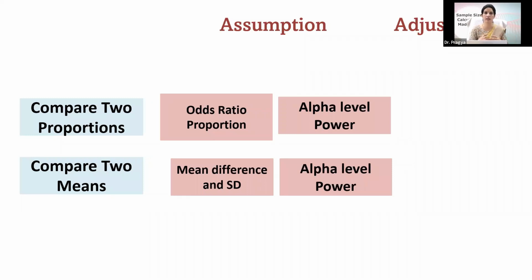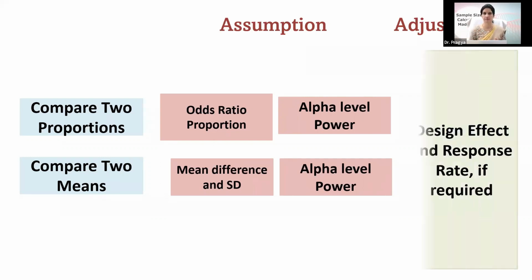If you are talking about the mean, then you have to see the input as whether the mean difference between the two levels is there or not, or the standard deviation. That should be the minimum input, and again the alpha and power that you fix, whether you want to keep it at 5%, 3%, 1%, or power, the minimum you start with is 80%, you can increase it to 90, 95, etc. And design effect and response rate, if required, then you can adjust it. If not, then it is up to you.